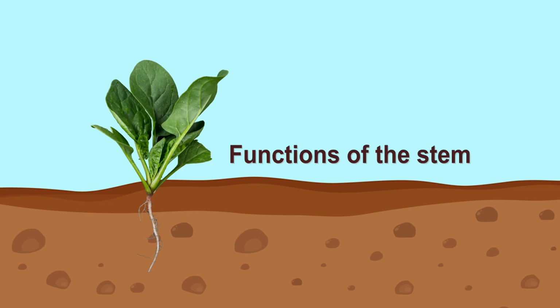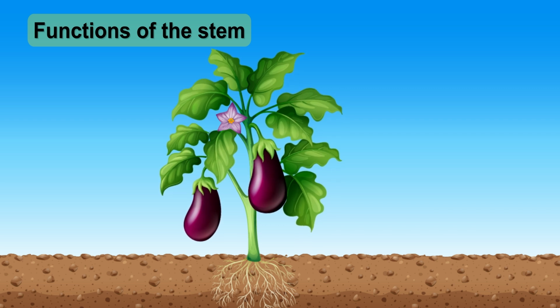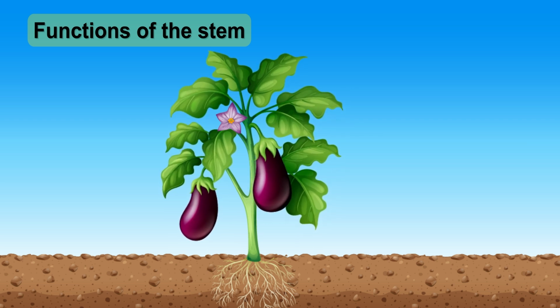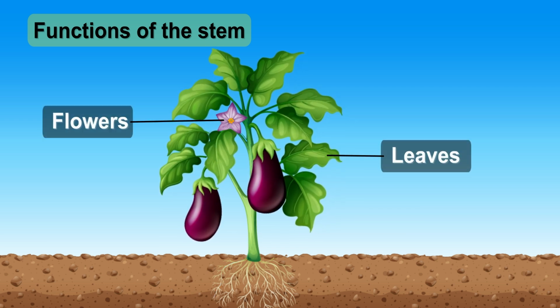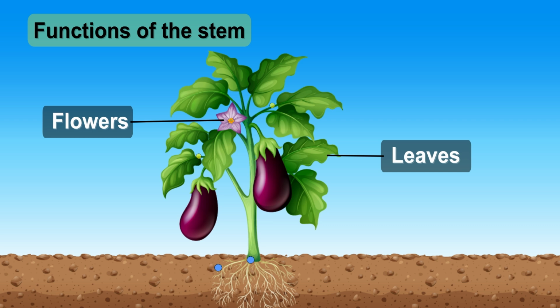Functions of the stem. Stems are helpful to plants. They support leaves and flowers. They conduct water from the plant's root to its leaves and flowers. They move food made by leaves to all parts of the plant.